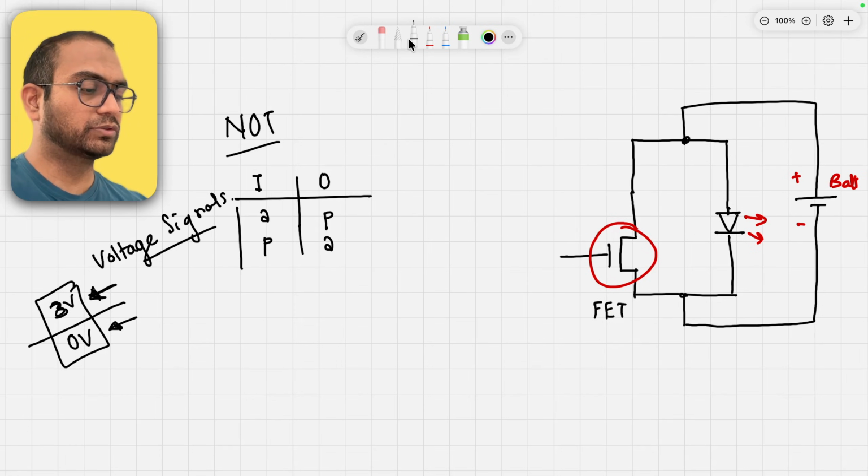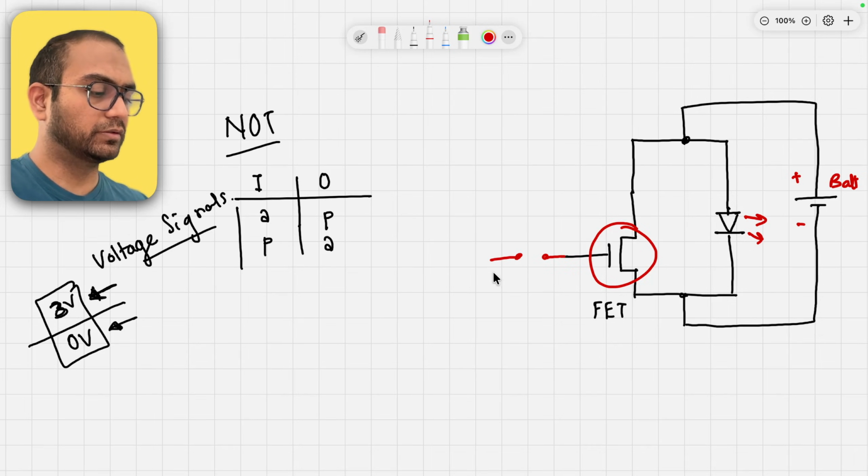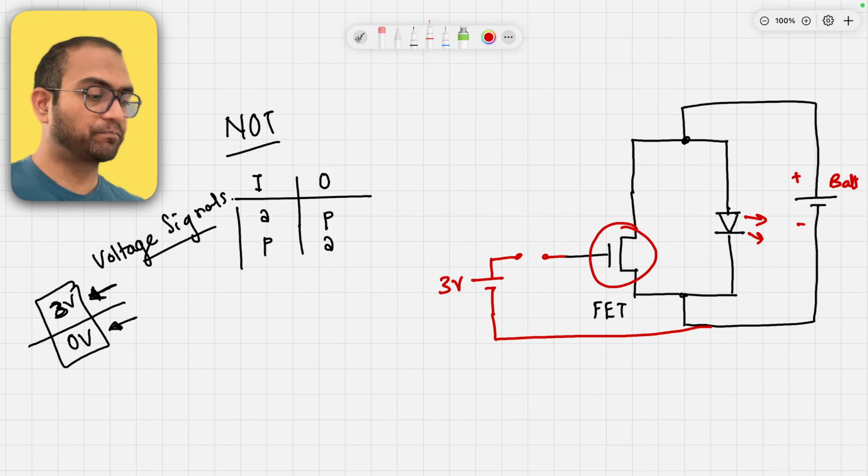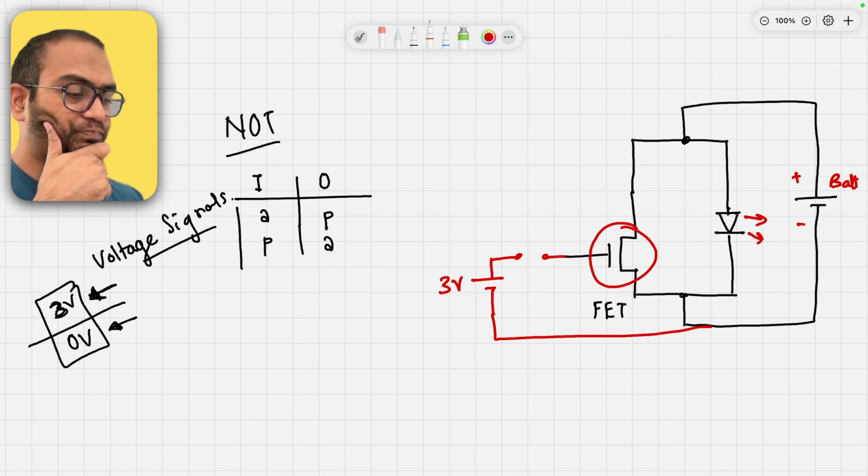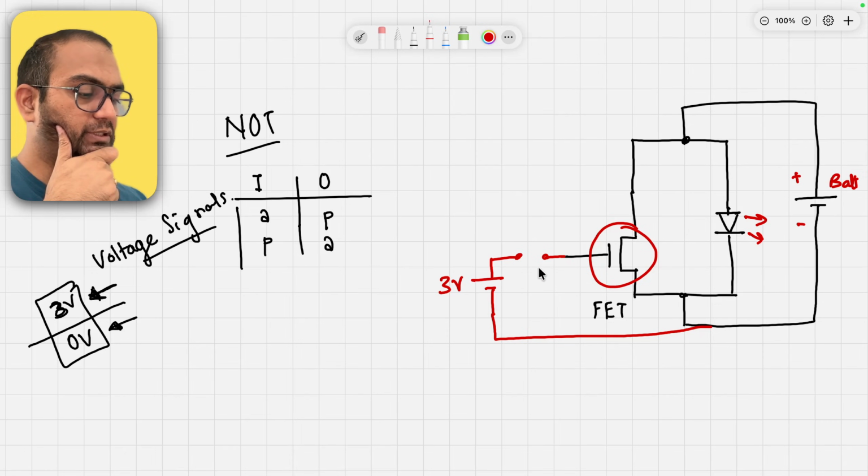What I'm going to do is have a mechanical switch here, and then we'll have an extra battery here. Let's do it this way, and this battery is 3 volts. Let me also have something like so, and there is a switch in between.